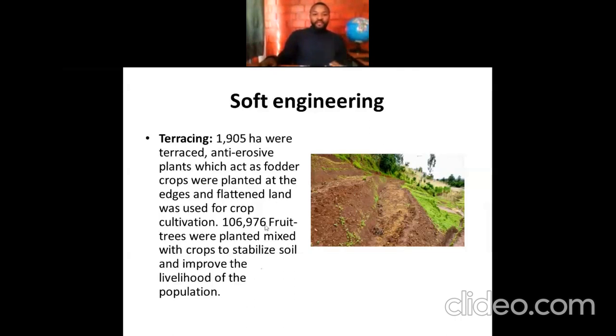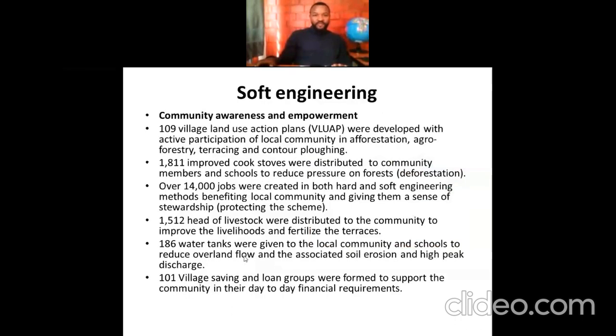And they also planted some fruit trees with double benefit. One, they provide food, but two, with the high interception, they reduce surface runoff. So 106,976 fruit trees were planted, mixed with the other crops.